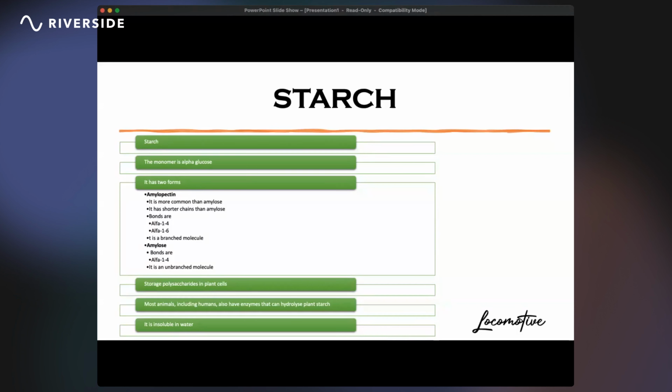They are storage polysaccharides in plant cells, and most animals, including humans, have enzymes to hydrolyze plant starch, and it's insoluble in water. Starch is insoluble in water solutions, and doesn't affect water potential. So it doesn't cause water to enter cells by osmosis, which would make them swell. So it's a really good option to store in the plant cells.